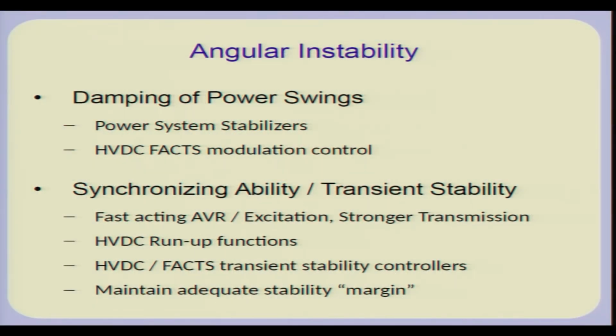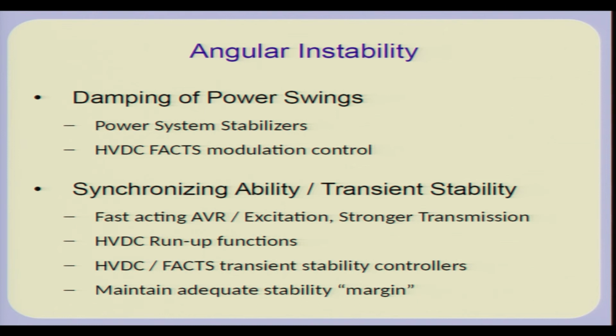Before we go there, there are a few other things which I need to discuss with you. Remember that you can improve the damping of power swings by modulating controllable devices in the systems like HVDC, STATCOMs, static var compensators, thyristor controlled series compensators, and also modulate the set point of excitation systems. These devices are known as power swing damping controllers or power system stabilizers.